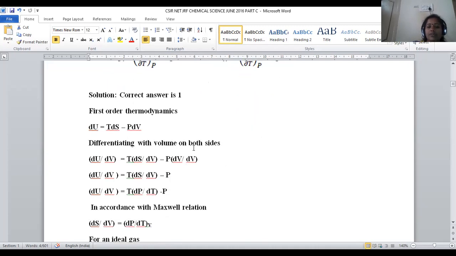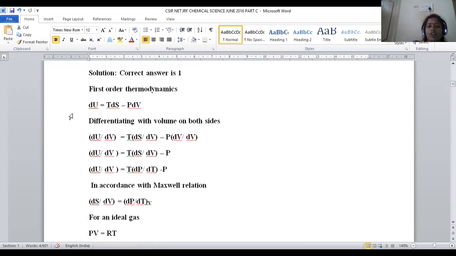So at 300 Kelvin temperature, we are measuring the first law of thermodynamics. The first law of thermodynamics states that dU is equal to TdS minus PdV. U stands for internal energy, T is the temperature, S is the entropy, P is the pressure, V is the volume, right? So U is nothing but internal energy. dU is equal to TdS minus PdV.